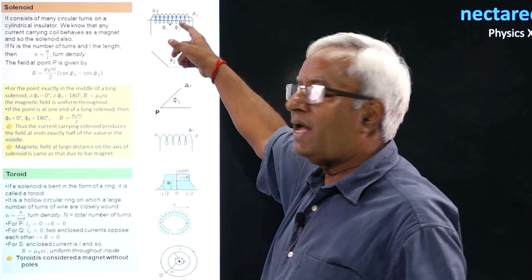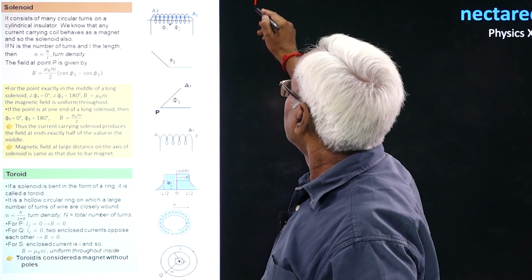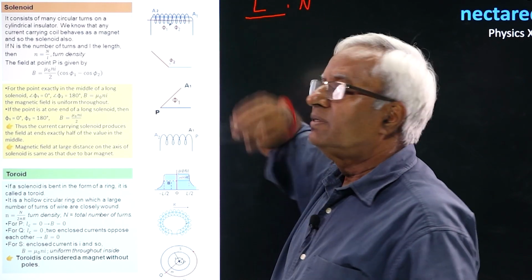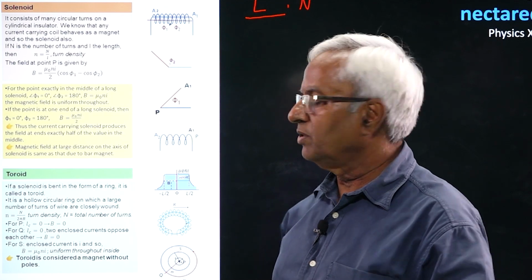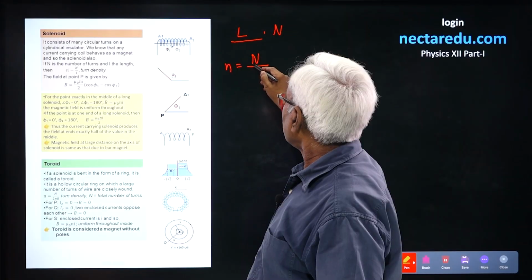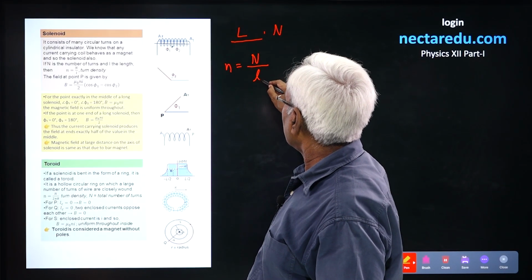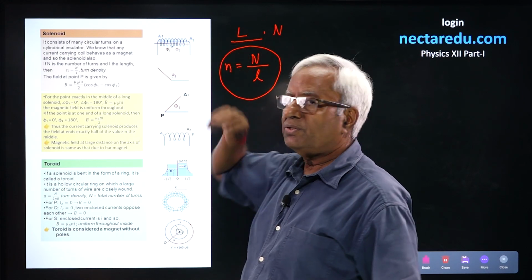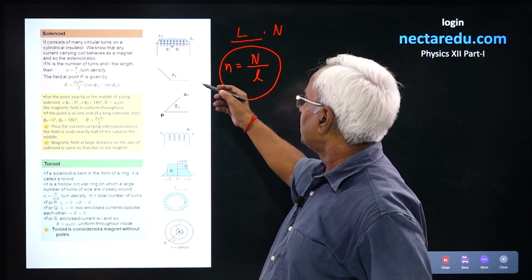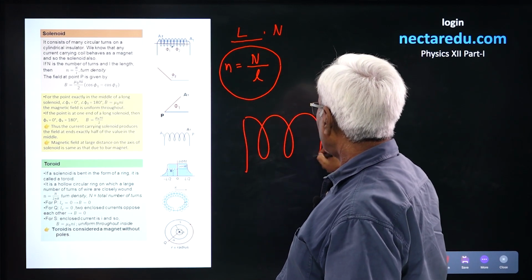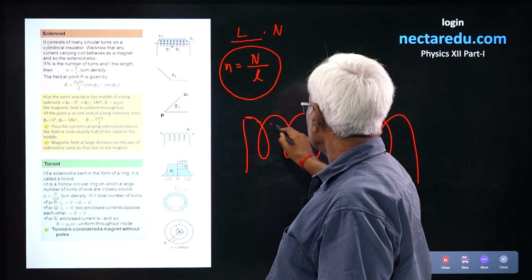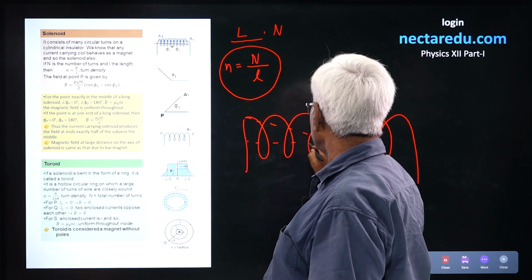This is a solenoid. Suppose the length is L and there are n turns in the total solenoid, then this is known as turn density. Total number of turns upon the total length of this solenoid, this you would call turn density. For finding the magnetic field, I have chosen a particular point inside the solenoid, suppose here, then we'll consider the points.